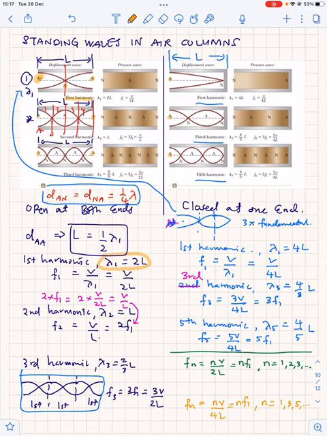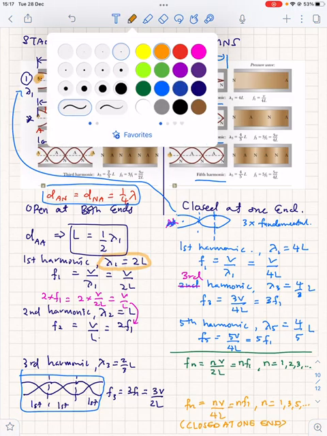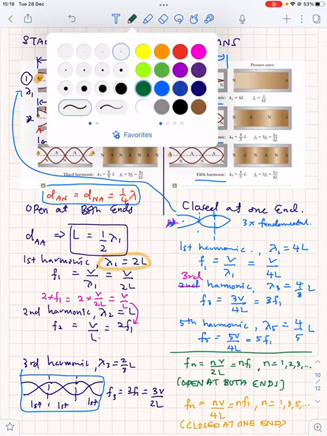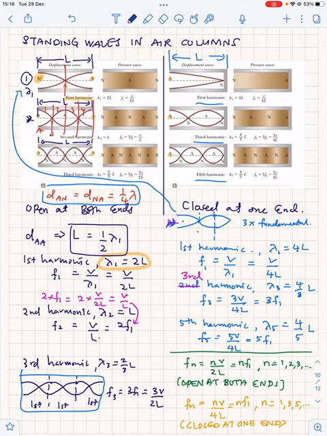Okay, this is closed at one end. Another one, the green color there, is open at both ends. We can call these the general equations, and these two equations come from the ones we have discussed just now. Okay, right. So that is standing waves in an air column.